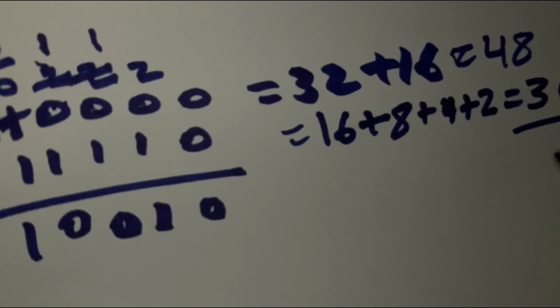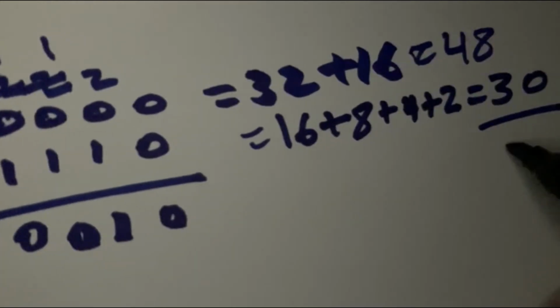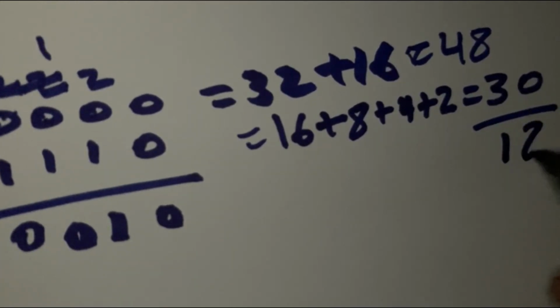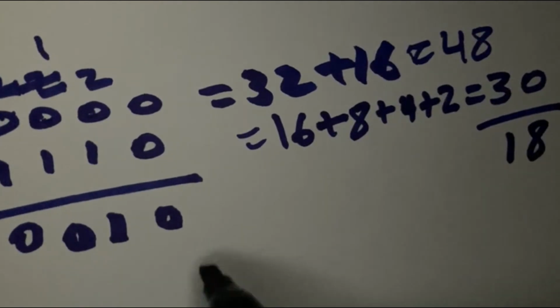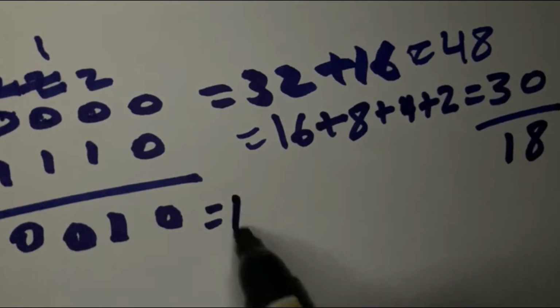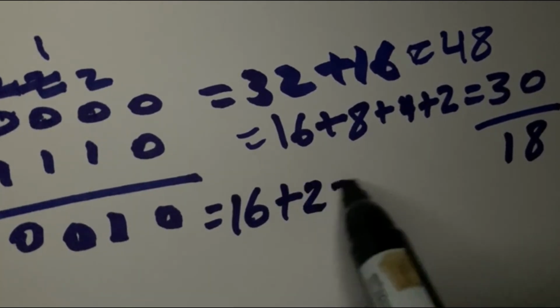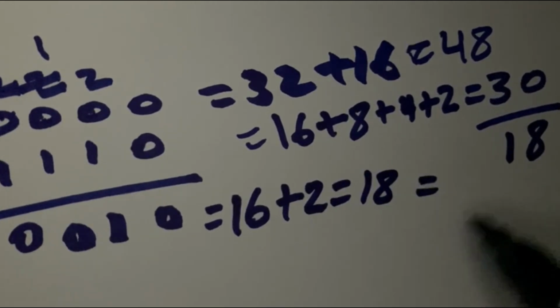So 48 minus 30 is 18. And the binary digits, this will be 16 plus 2, 18.